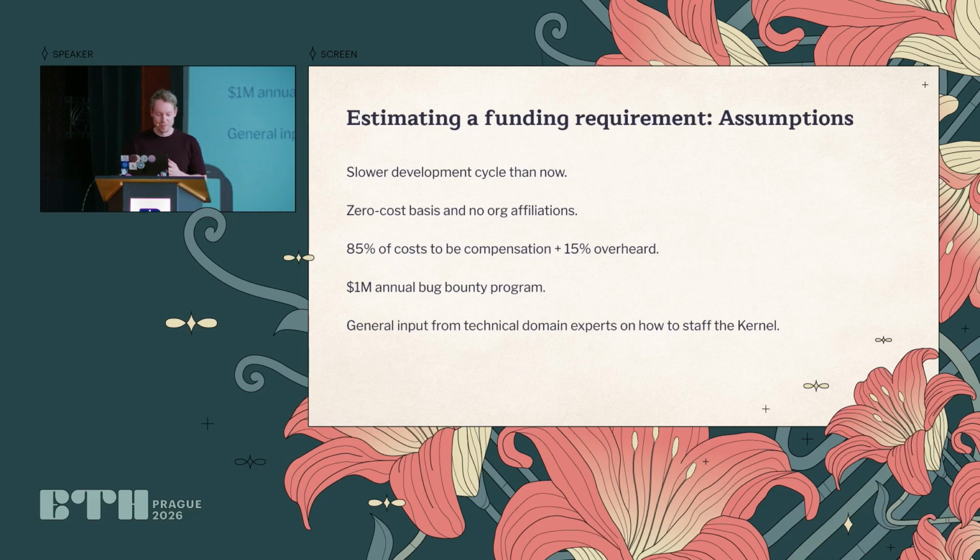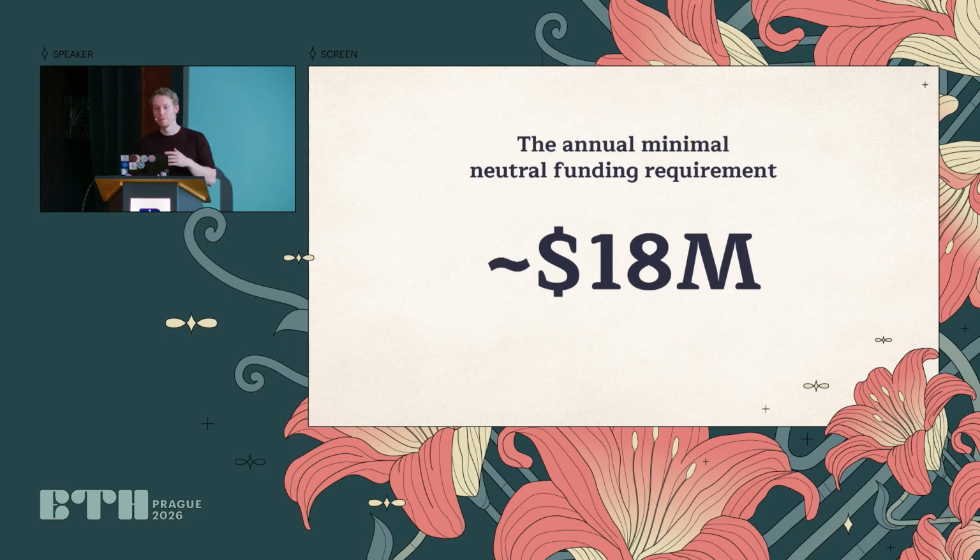And as mentioned, here I relied a lot on input from various different technical domain experts, like how many people might a client team realistically need, and how many researchers and so on. It's very difficult, and that's why the scope that we were talking about earlier, about the different properties and what we can expect out of Ethereum, is so important in order to scope this out further. And I came to the number of an annual minimal neutral funding requirement of 18 million.